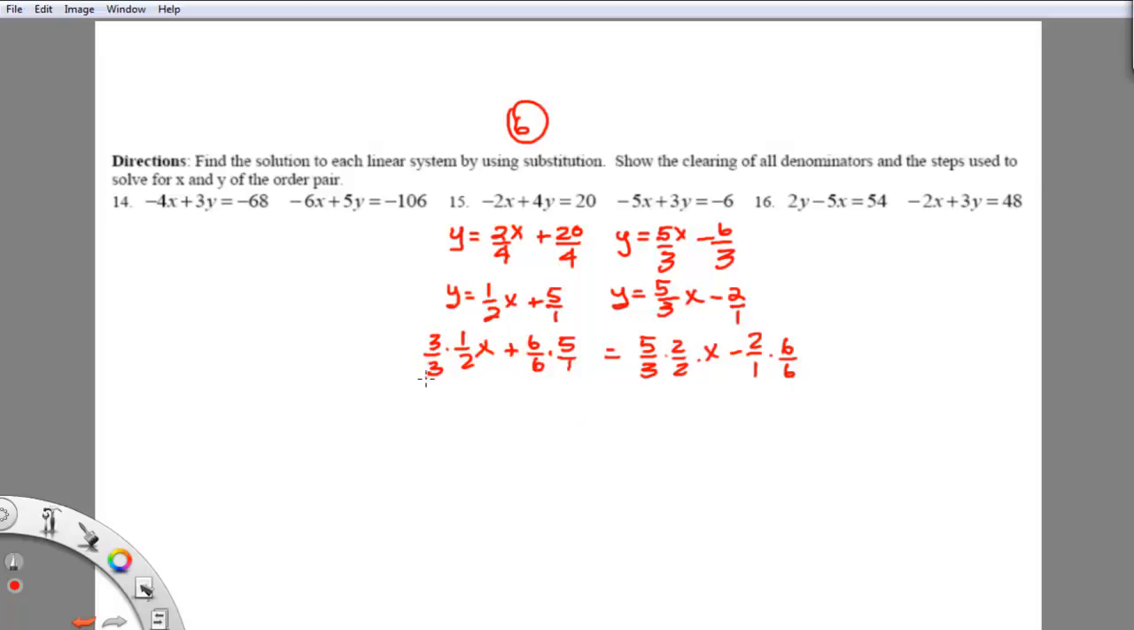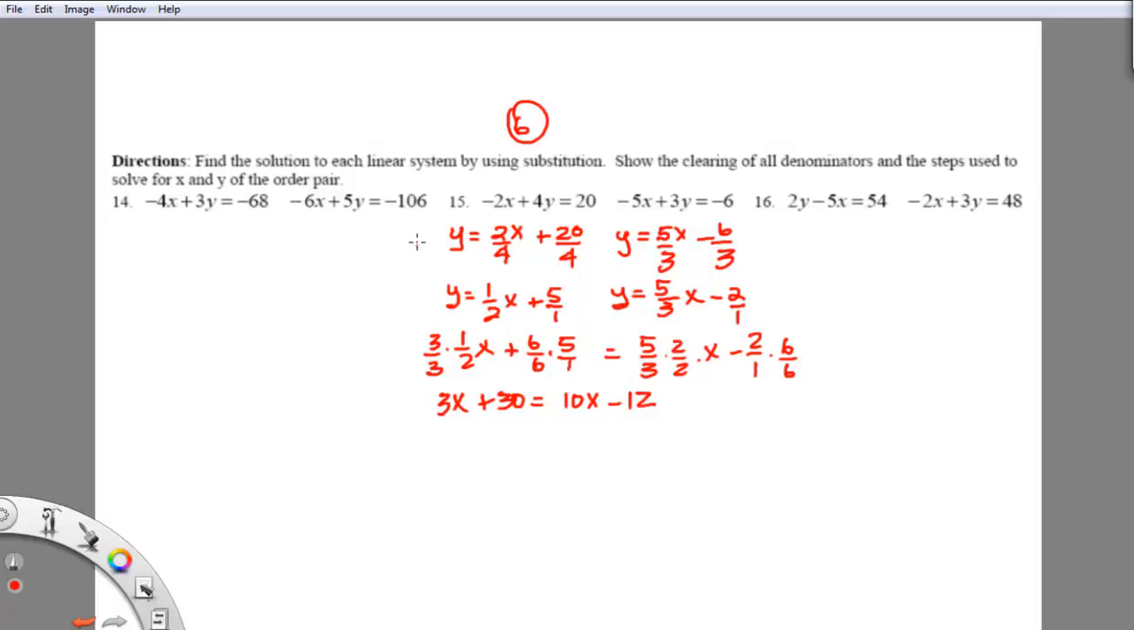Now if you look here, I can see 3 times 2 is 6, 6 times 1 is 6, 3 times 2 is 6, and 1 times 6 is 6. So all these will be 6's on the bottom, so now I can drop my denominators. So 3 times 1, that'll give me a 3x. 6 times 5 will give me a positive 30. And then 5 times 2 will give me 10x. And then negative 2 times 6 will give me a negative 12. So there's the equation I need to solve.